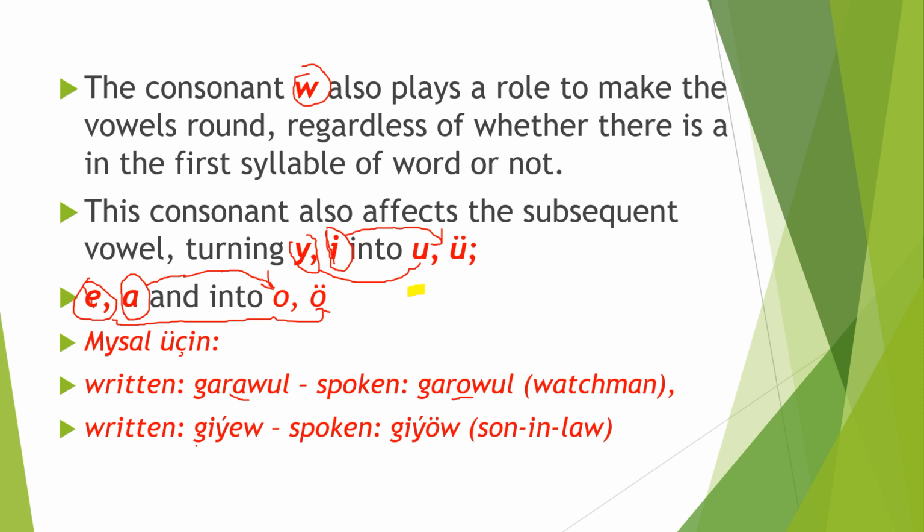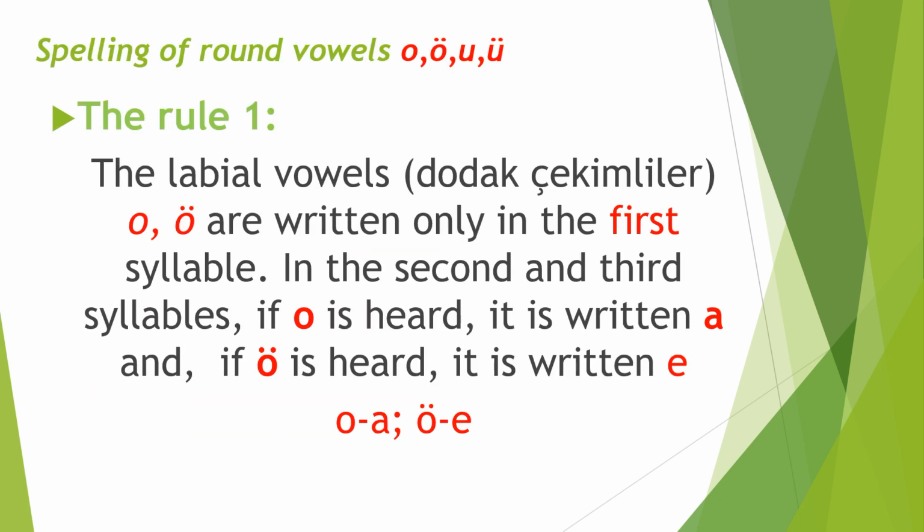The next example, son-in-law, is giyev. We write giyev. But again, because of this V, we change this E to which one? To the Ö. Very good. We change this E to the Ö. So as a result, we say giyöv. We do not say giyev. Again, qaravul, giyöv. All right, let's get into the next slide.